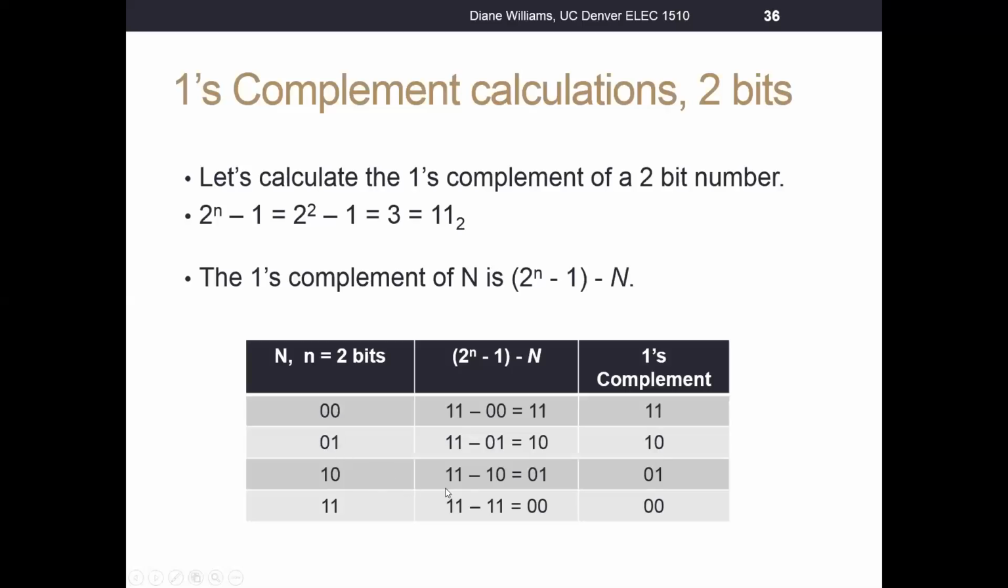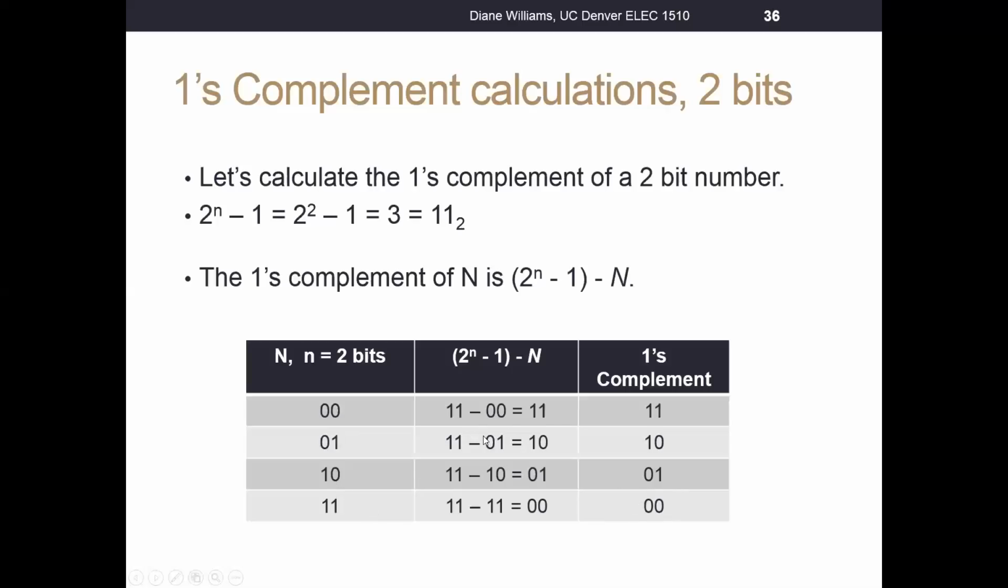All right, let's look at this. 3 minus 2 gives us 1. So the 1's complement of 1, 0 is 0, 1. And finally, 3 minus 3 gives us 0. So the 1's complement of 1, 1 is 0, 0. We just took the complement of this 1 is this 0. The complement of this 1 is this 0. The complement of this 0 is this 1.